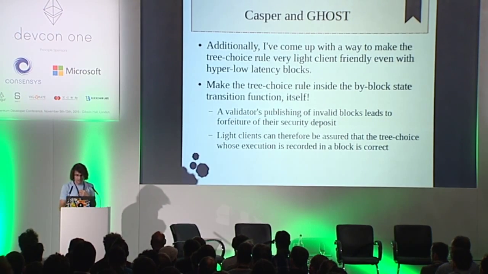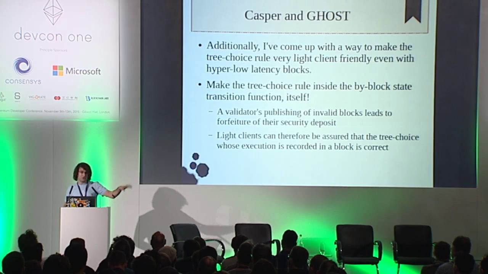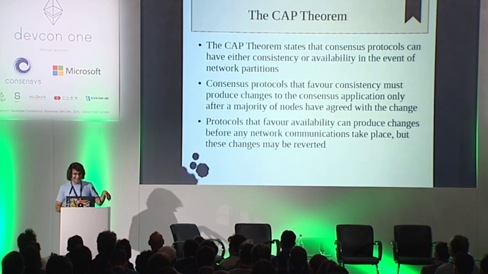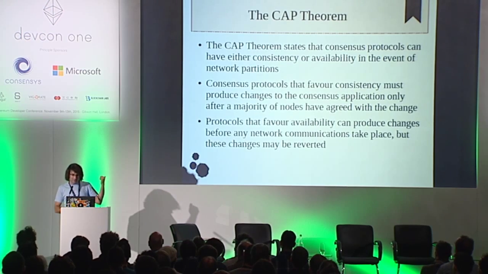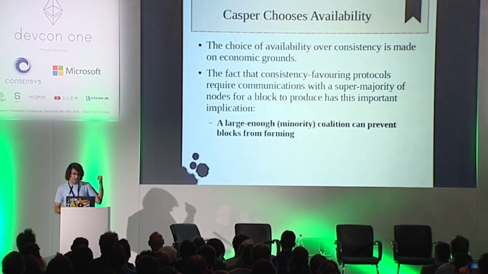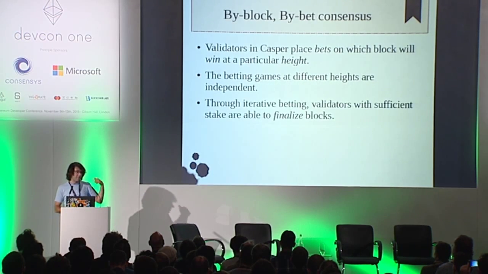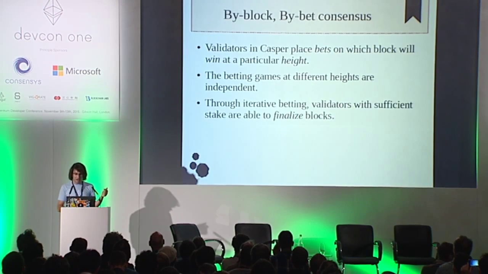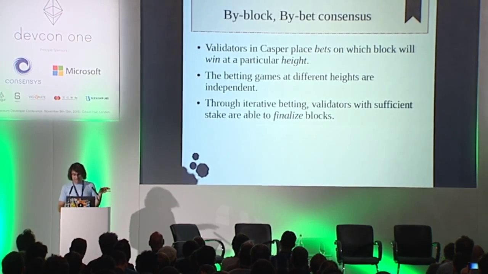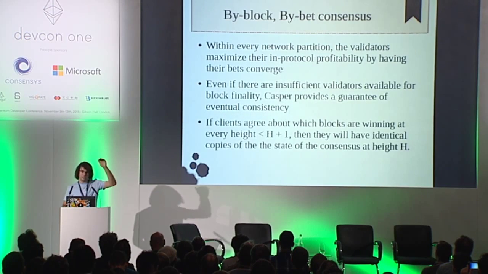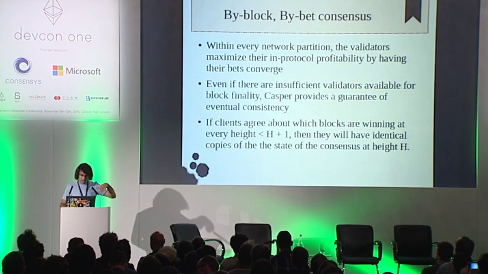Okay, so you calculate the tree choice rule in the state transition function, and you trust the state transition function. So we remember the CAP theorem from our previous talk. Casper chooses availability. We're going to do consensus by having iterative betting on whether blocks win at a particular height. And basically, the betting games at different heights are independent, and the betting games can finalize blocks. If you have a whole bunch of finalized blocks in a row, then you can have finalized state.